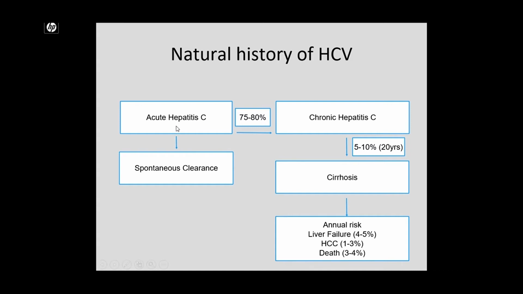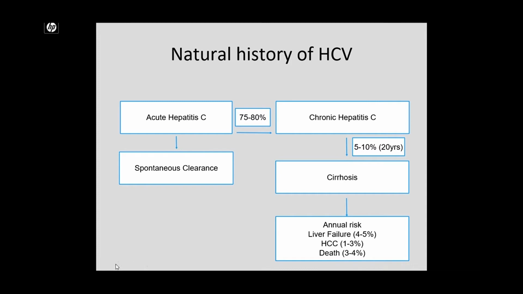So in acute hepatitis C, if you have an individual exposed, the likelihood of going to chronic hepatitis C could be around 75 to 80%. If you follow these patients within 20 years, around 10% will have cirrhosis. And the annual risk after having cirrhosis is 45% liver failure, an annual risk of 1 to 3% of cancer, and an annual risk of death could be 3 to 4%.